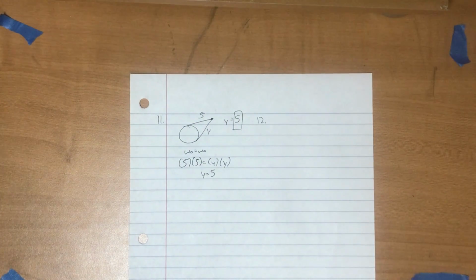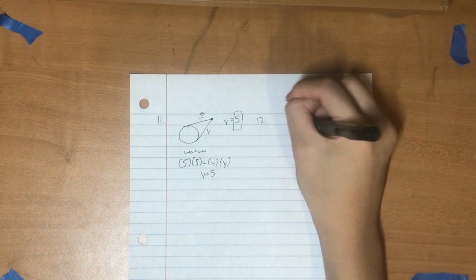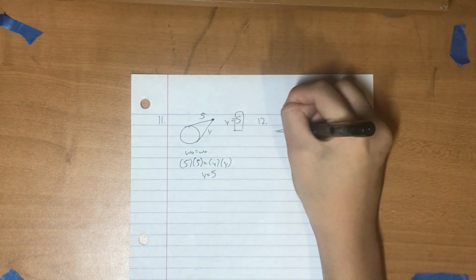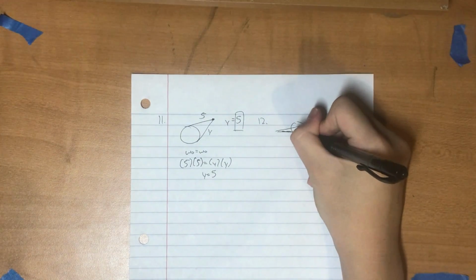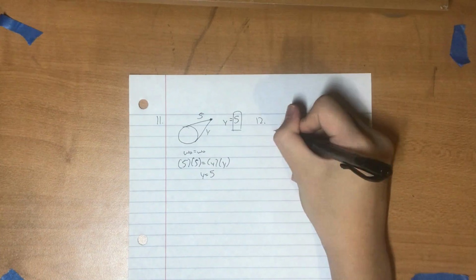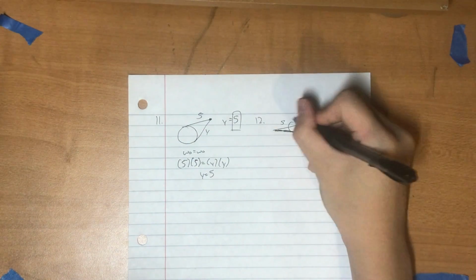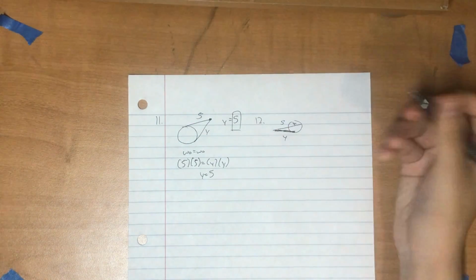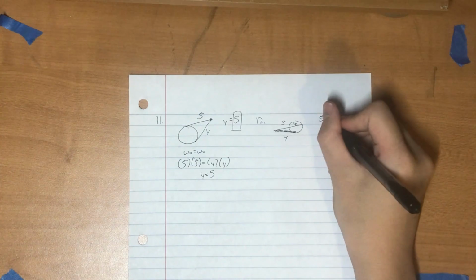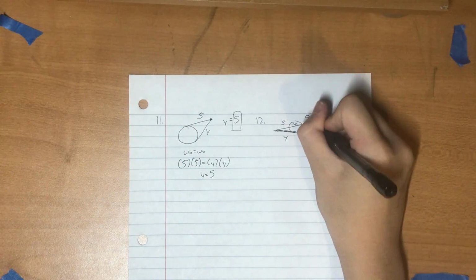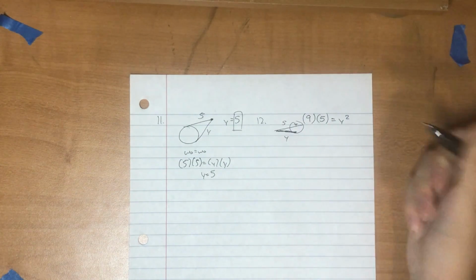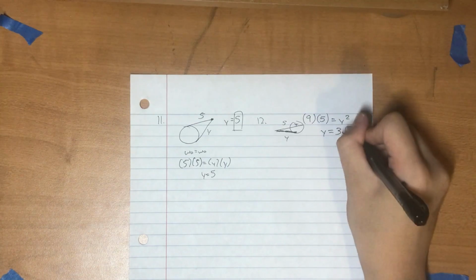Cool. Number 12. This is just another whoa question. I did not mean to make that a secant. That's a tangent. I'm not good at drawing. That's 5, that's 4, and that is y. So whole thing times the outside equals y squared. So y equals 2 root 5.